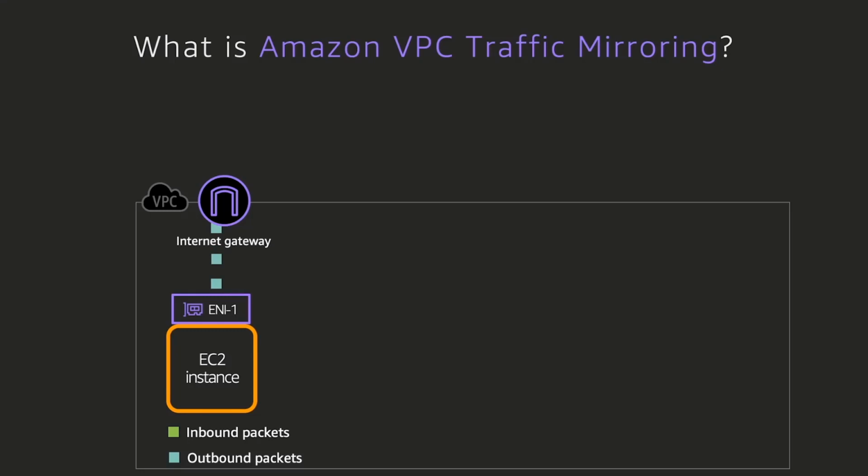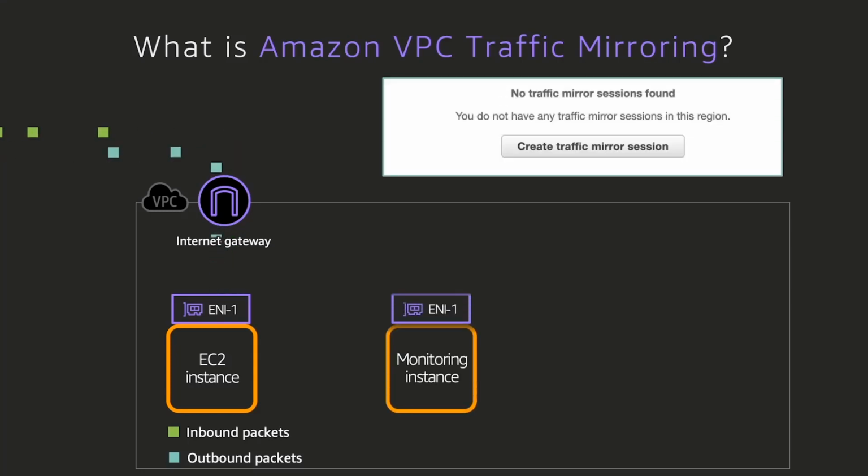So here we've got an instance and we're receiving traffic and sending traffic over an internet gateway. And so what we can do now is create a traffic mirroring session. And then what will happen is the packets to and from that instance now get mirrored over to a monitoring instance or to another ENI. So now we're getting a copy or a duplicate of those packets that are going in and out of that EC2 instance. So in this case, we're sending everything inbound and outbound.